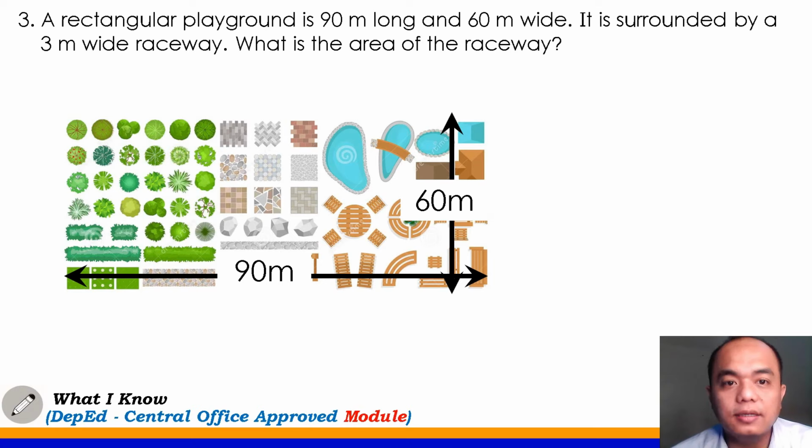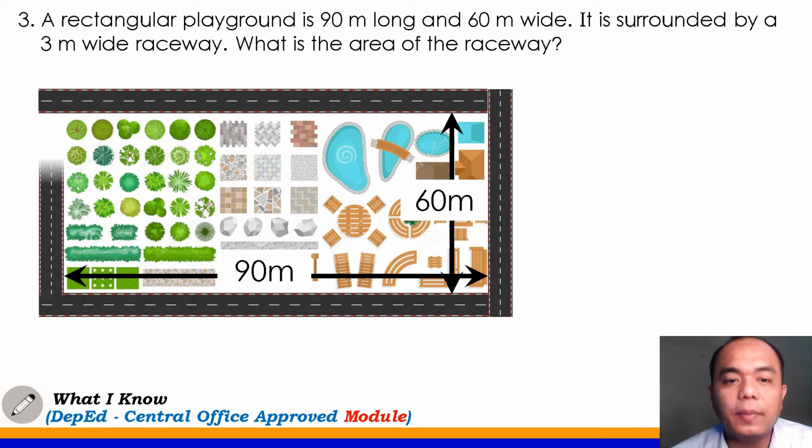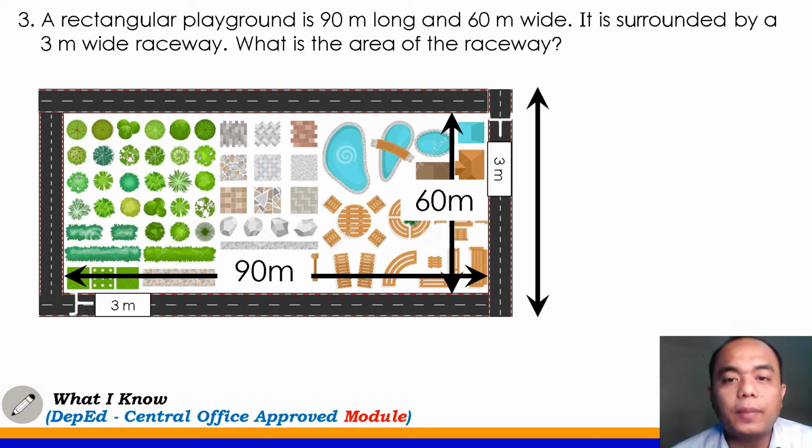Surrounded daw siya, class. So kung illustrate natin yan, ito yan, class. Yan, napapalibutan daw siya ng raceway. Na yung width ng raceway is 3 meters. So paano yan i-illustrate? Ito yan. Yan, ito, class. 3 meters yang wide ng kanyang raceway na kapalibot sa kanya. So, what is the area of the raceway? So, hahanapin natin yung area ng raceway.